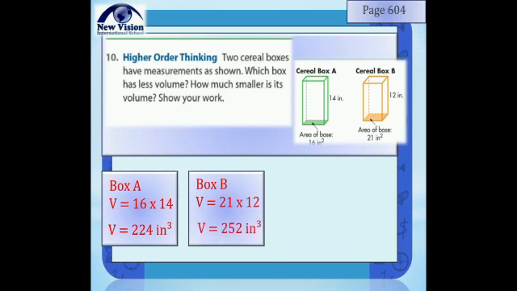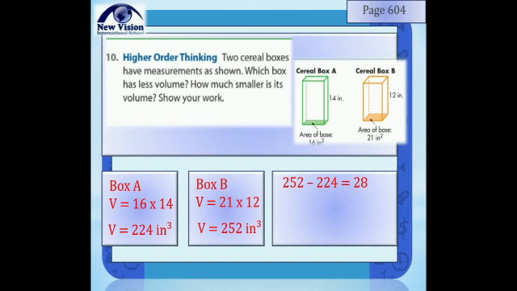Now, which box has less volume? Box A or box B? Correct, that's box A. Now, let's find how much smaller is it. So, 252 minus 224 equals 28. So, cereal box A is 28 cubic inches lesser than cereal box B.